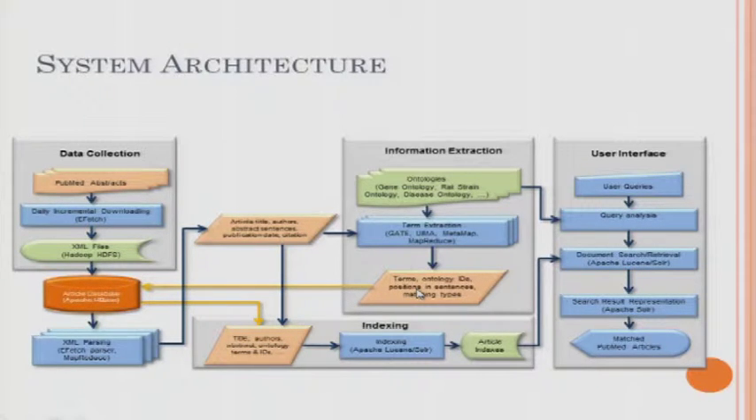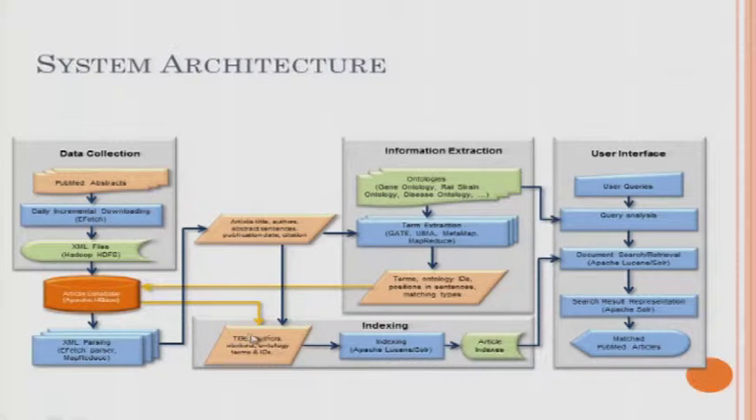So not like the traditional relational database, where you have one table for articles and one table for all the annotations, using HBase you store all annotations related to one article in one row, in one record. Then the indexing process is also distributed.